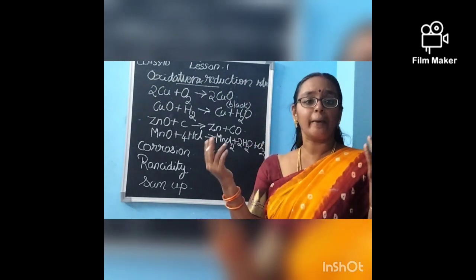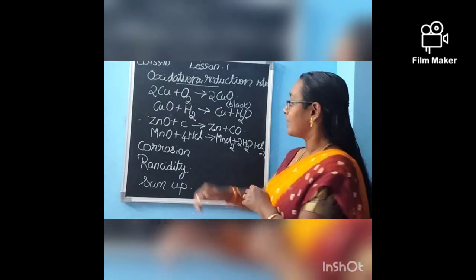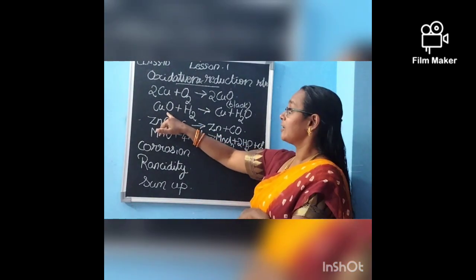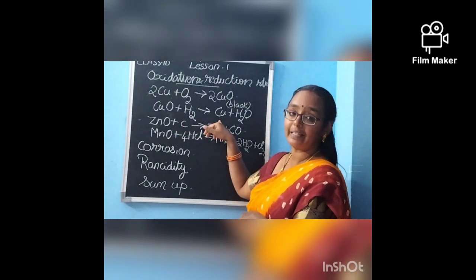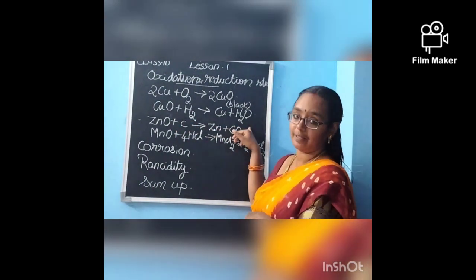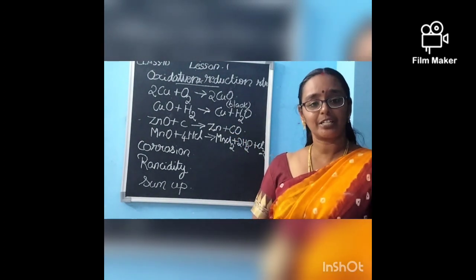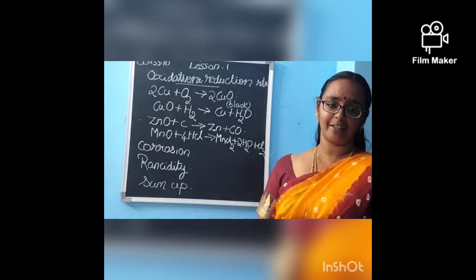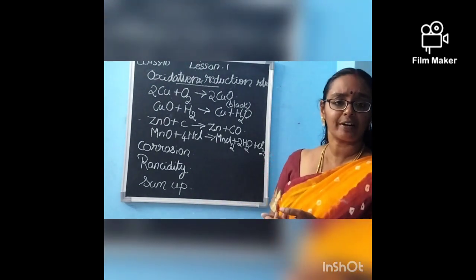How can we remove this? Meaning, how can we get the copper back? What we have to do is, copper oxide, when heated with hydrogen, what will happen? We will get copper, and along with that water is evolved. Okay, dears? This kind of reaction is called oxidation and reduction reaction. How? It is a normal reaction. How can it be said to be oxidation and reduction?